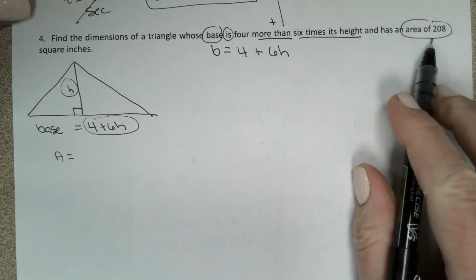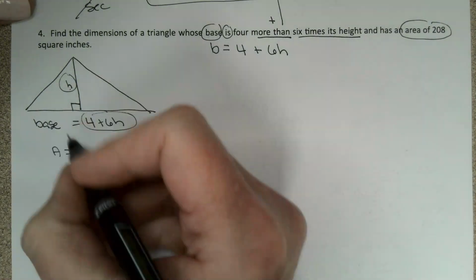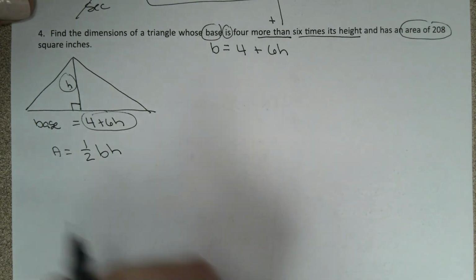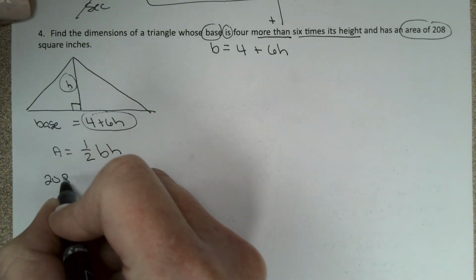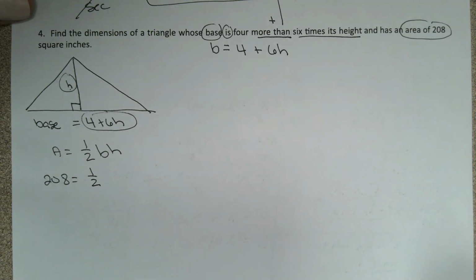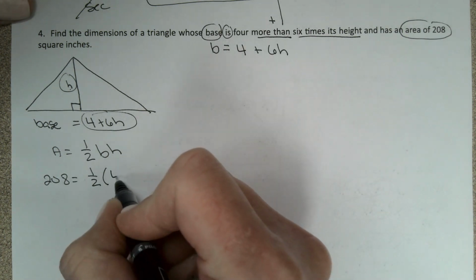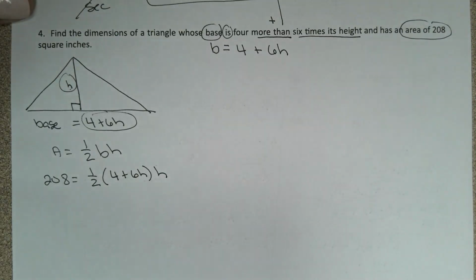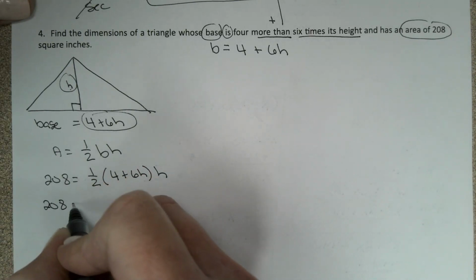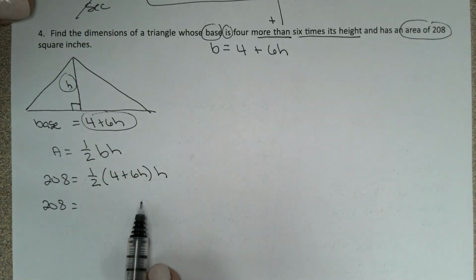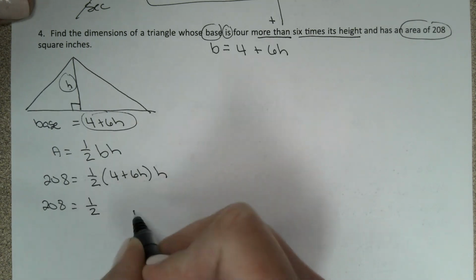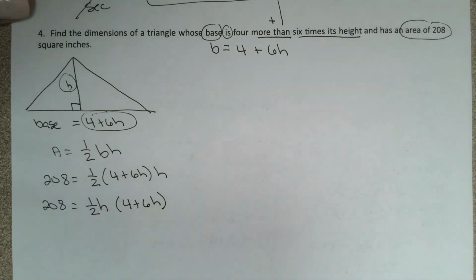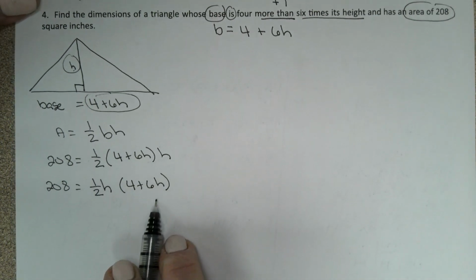When it references area, you need to remember the area of a triangle equals 1/2 base times height. In place of the A, you're going to sub in 208. The 1/2 stays there. The base, you're going to sub in the 4 plus 6h. And the h is just h. When you multiply, you can rearrange this. I'm going to rewrite this and put the 1/2 and the h together. And then the 4 plus 6h stays in parentheses.